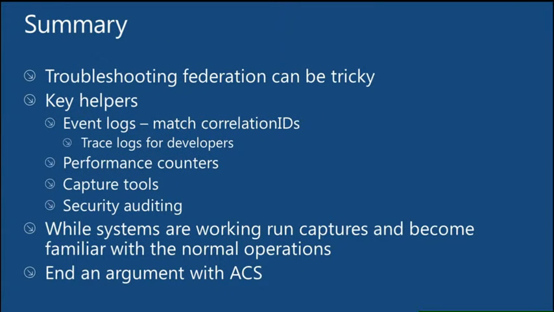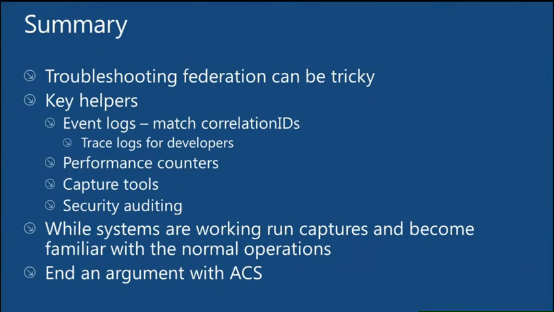So in summary, it can be tricky to federate and sort it all out. Key helpers: event logs, matching your correlation IDs, which we know how to do now. Performance counters, if you've got slow performance. Capturing tools. I'm an absolute advocate of using Network Monitor, but I never use it with federation. It's just not necessary. Fiddler will do it all for you, all right?